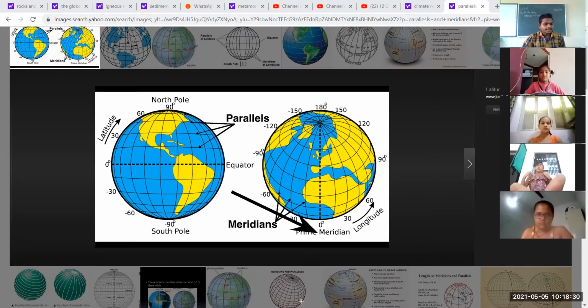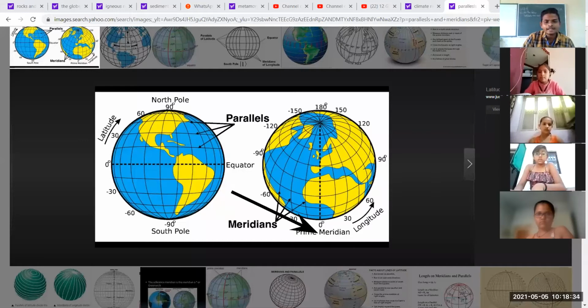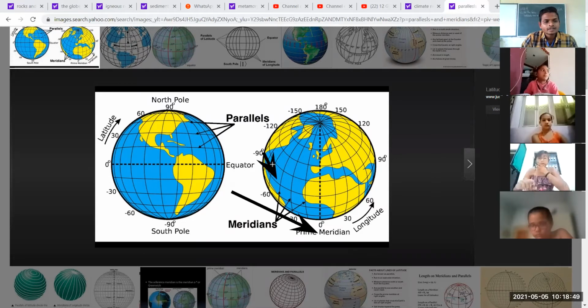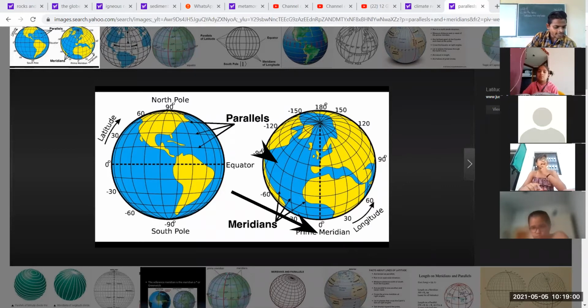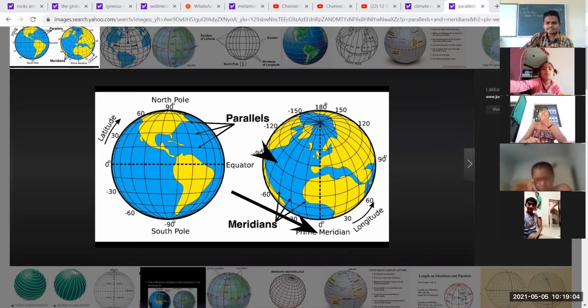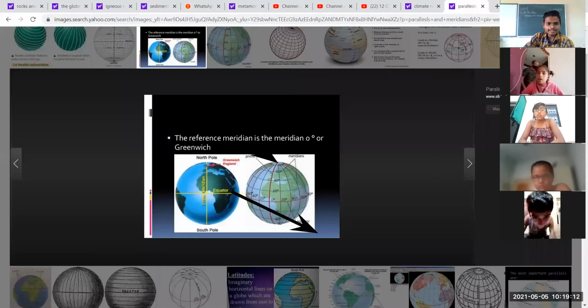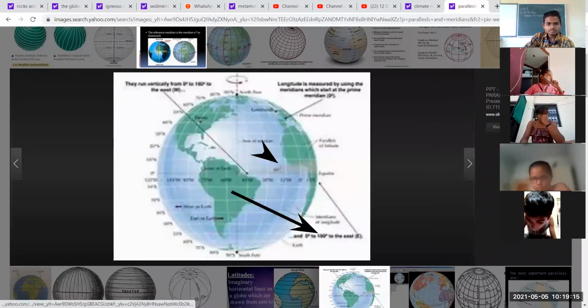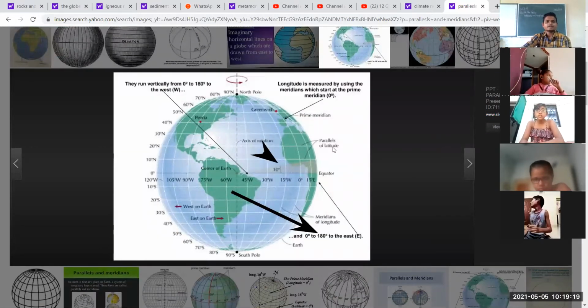The parallels and the meridians intersect each other at a right angle, 90 degrees. You can see it here, 90 degrees. They all meet each other at 90 degrees, intersecting, and the network of these lines on a globe is called the earth grid. So this area you can see here, I am going to share it. Earth grid. Where they meet each other, it is called the earth grid.